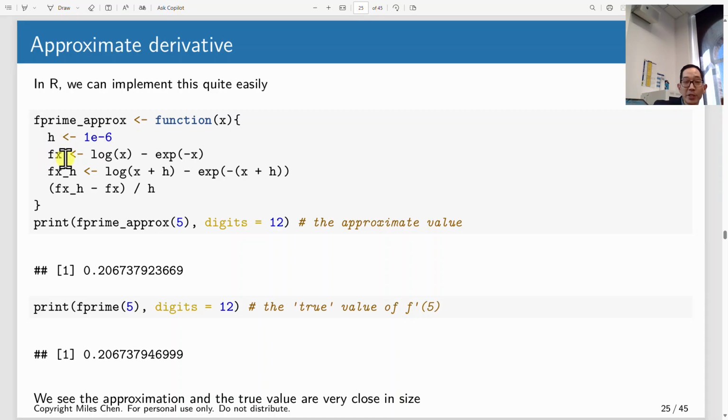I'm going to evaluate the function at x. So I'll plug in x, log of x minus e to the negative x. I'm going to also evaluate the function at x plus h. So I'm going to do log of x plus h minus e to the negative x plus h. So I get the value f of x and f of x plus h. I take the difference between those two values, f of x plus h minus f of x, and I'm going to divide by h. And so if I plug in 5 here, and I say print out 12 digits, this is going to be the result of using this numeric approximation.